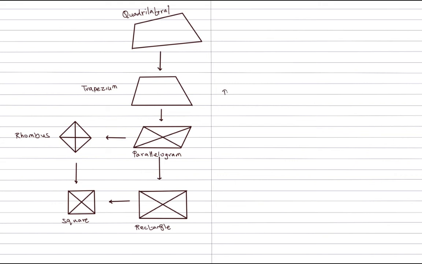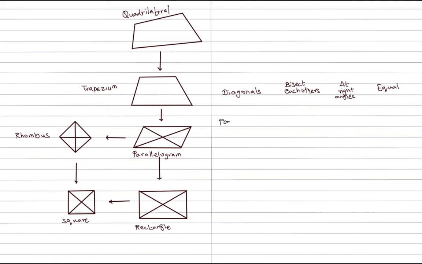Now let us see the properties of the diagonals of these quadrilaterals. Whether the diagonals bisect each other, will the diagonals bisect each other at right angles? Will the diagonals be equal? Let us compare the properties of diagonals of these quadrilaterals.